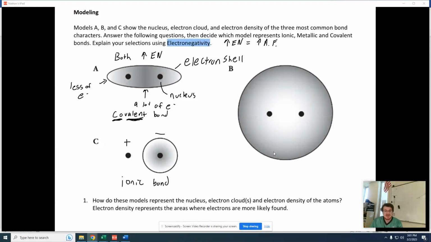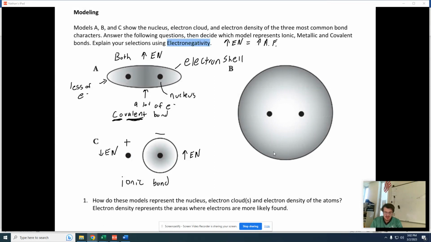If we want to talk about the electronegativities here, we could say that this atom on the left side has a low electronegativity. The atom on the right side has a high electronegativity. So the atom on the right was able to steal the electrons from the atom on the left. And that's why our positively charged ion has no electrons. Our negatively charged ion has all these extra electrons around it.